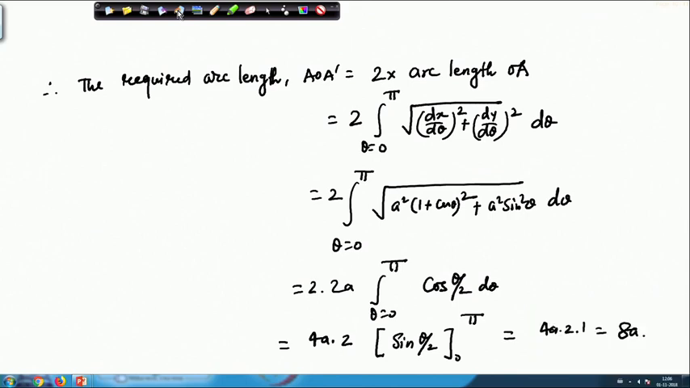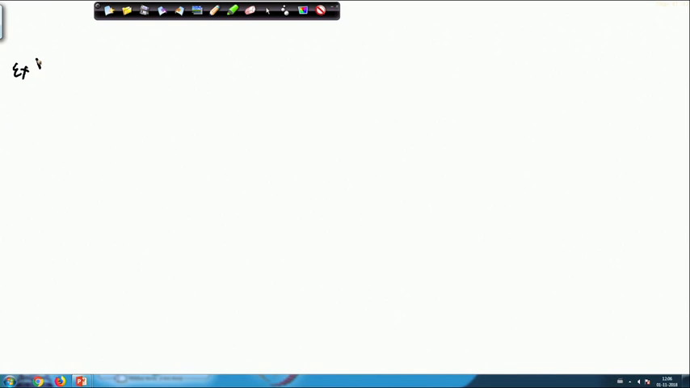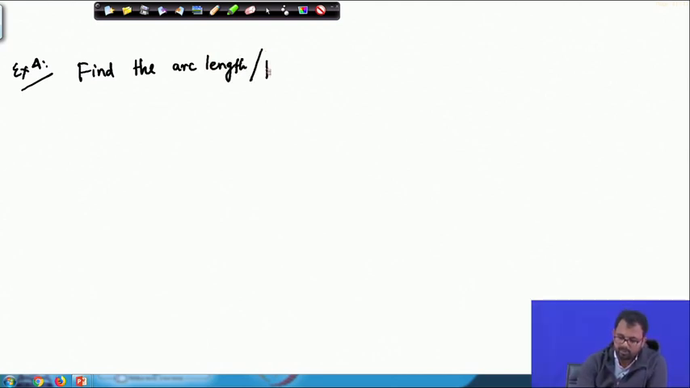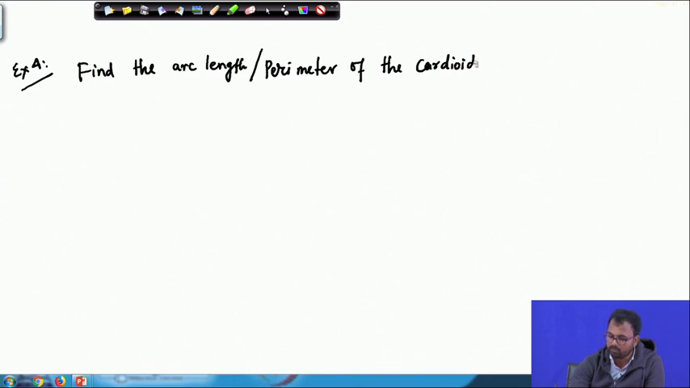Now let's actually work out an example where we will use polar coordinate system. So let's go to another example. Example 4. So I lost the track, so it could be example 4. So find the perimeter or arc length or rectify. They are all the same thing. So find the arc length, or let's say perimeter. So perimeter means actually the whole arc length in a way. So the entire arc length. So perimeter of the cardioid r equals to a times 1 minus cos theta.